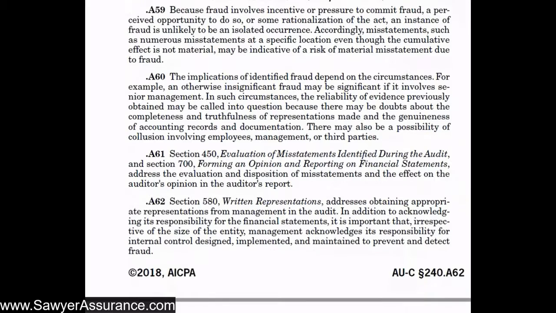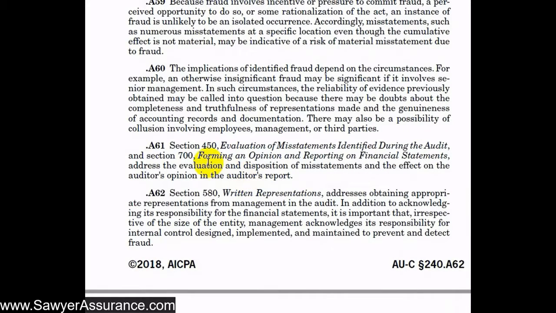And a lot of this information comes from other AUC sections. For instance, Sections 450 and 700 address the evaluation and disposition of misstatements and the effect on the auditor's opinion and the auditor's report. So these sections will go hand in hand with this information related to analyzing the misstatements that we found. Also, AUC Section 580 regarding written representations addresses obtaining appropriate representations from management in the audit.